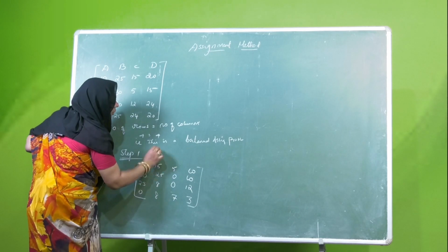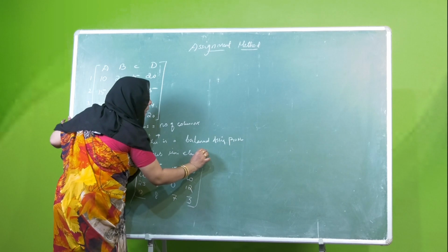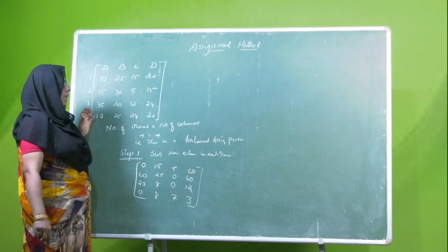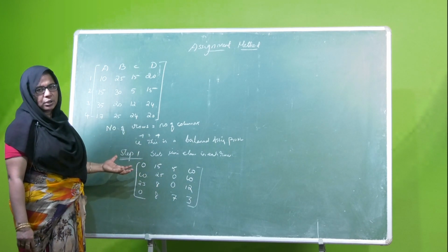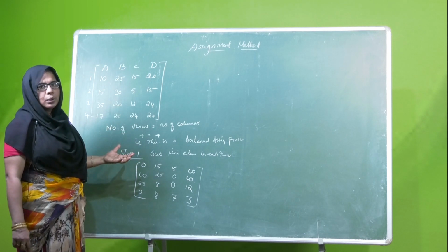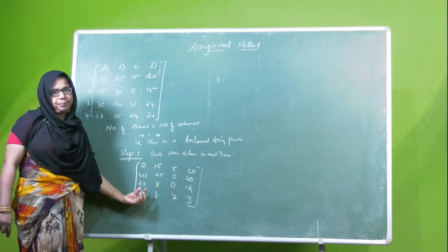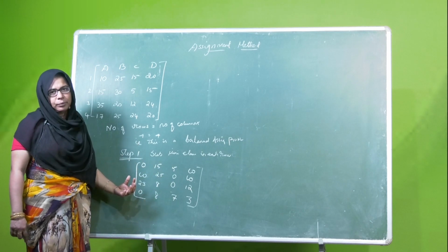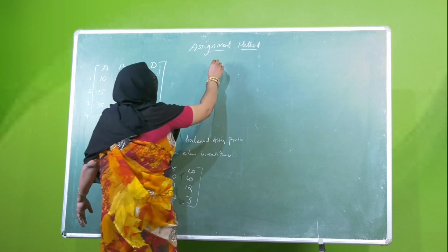Subtract the minimum element in each row. Okay, step 1 finished. Now we are going to see step 2. What is step 2? You have to select the minimum element in each column and subtract it from all the elements, including itself. Similarly, as in step 1.